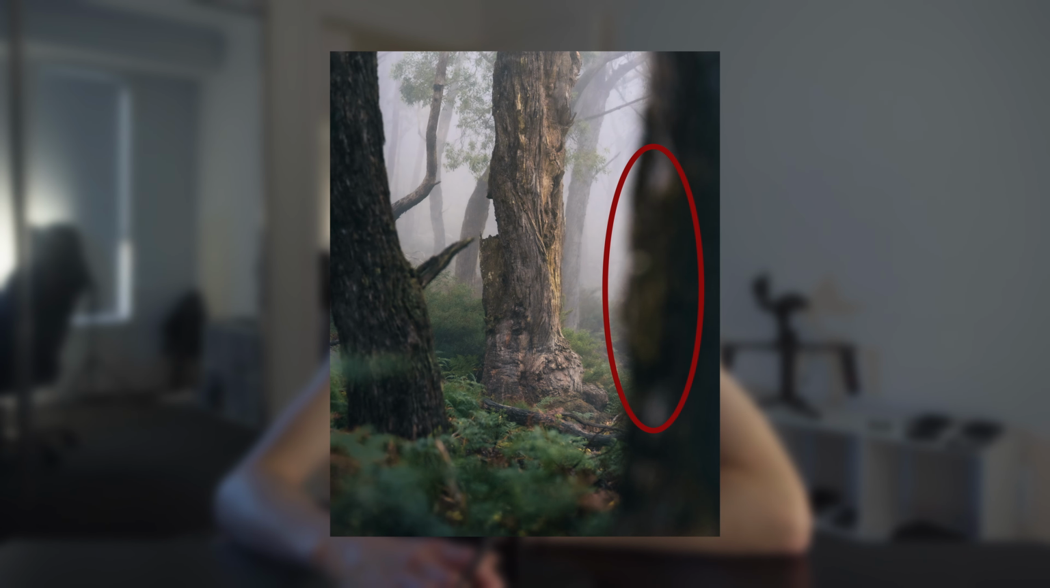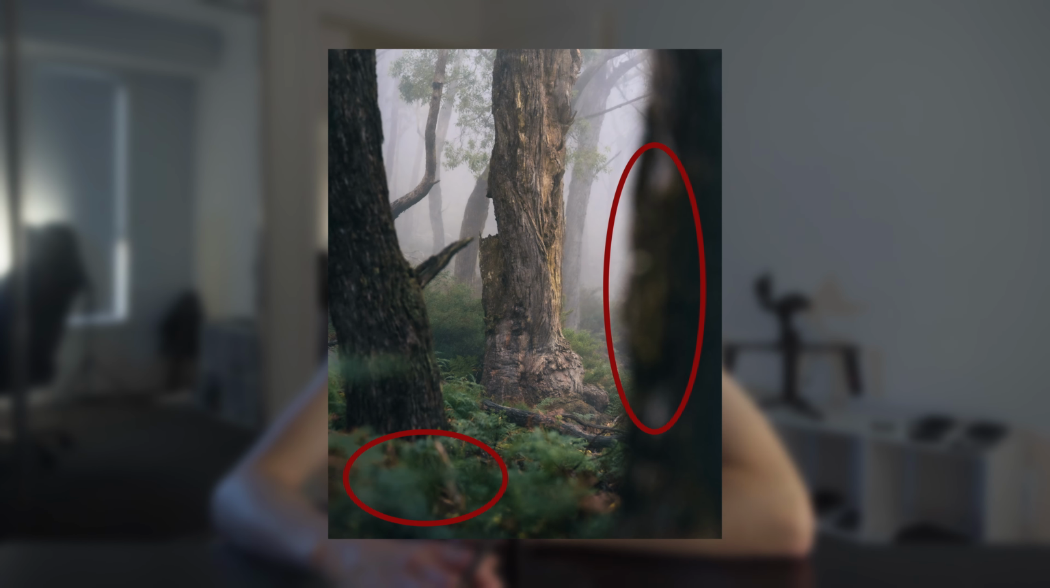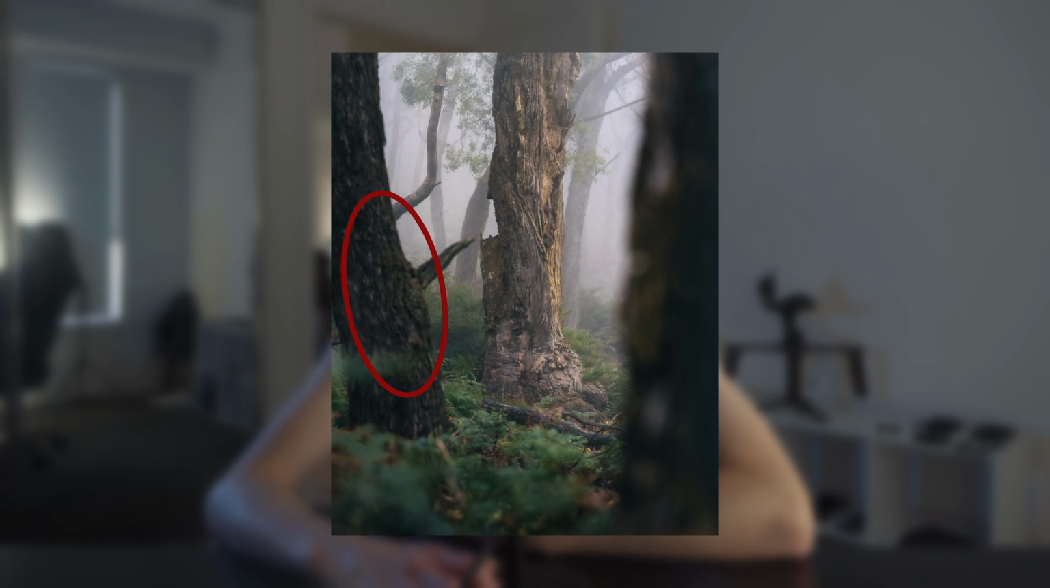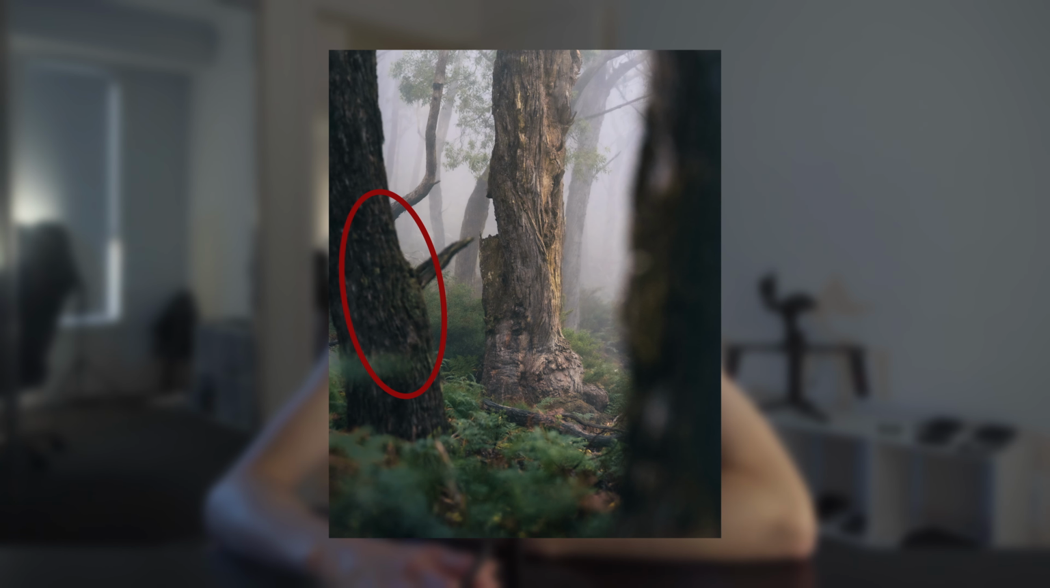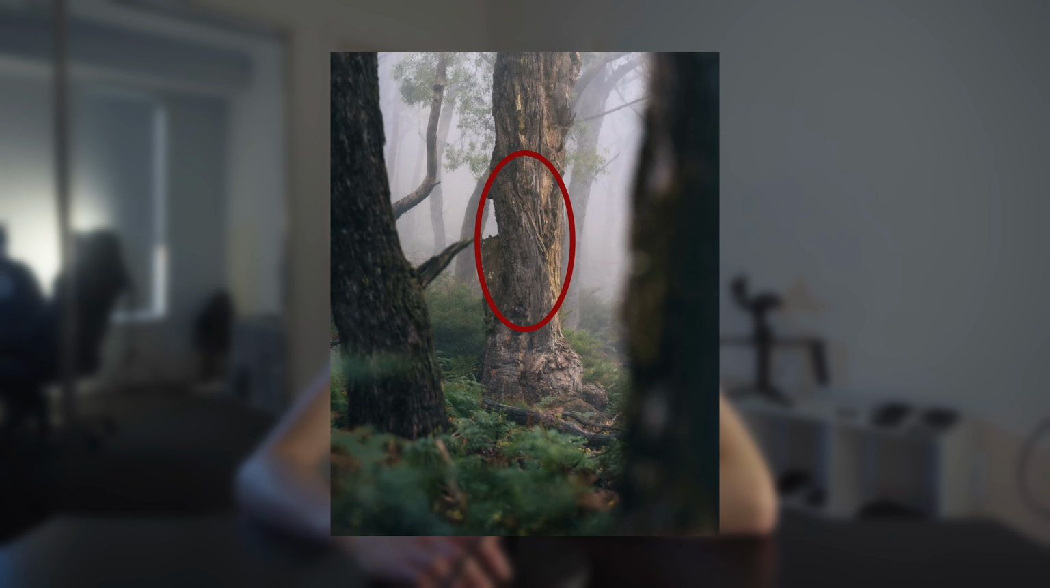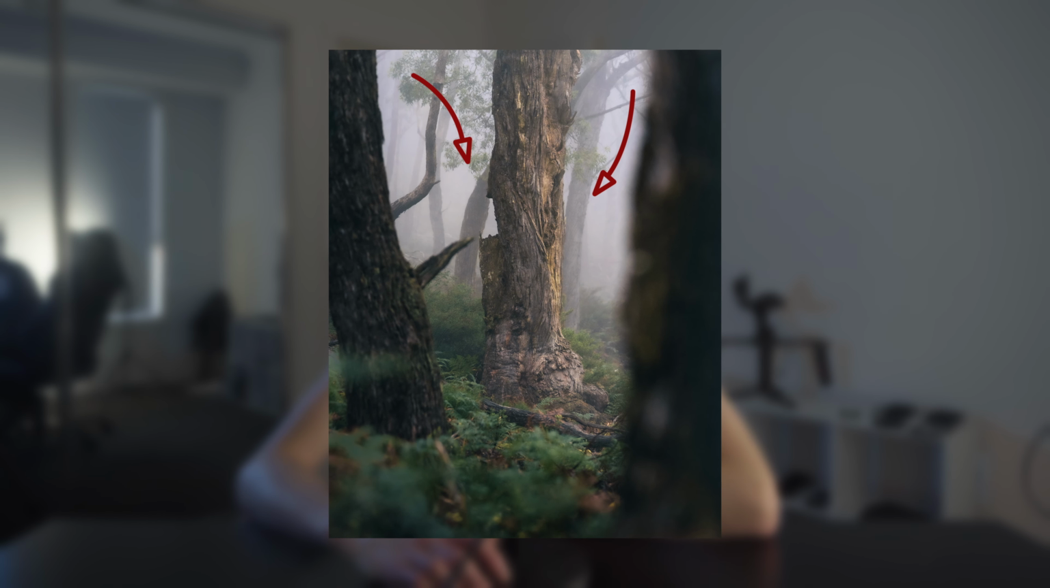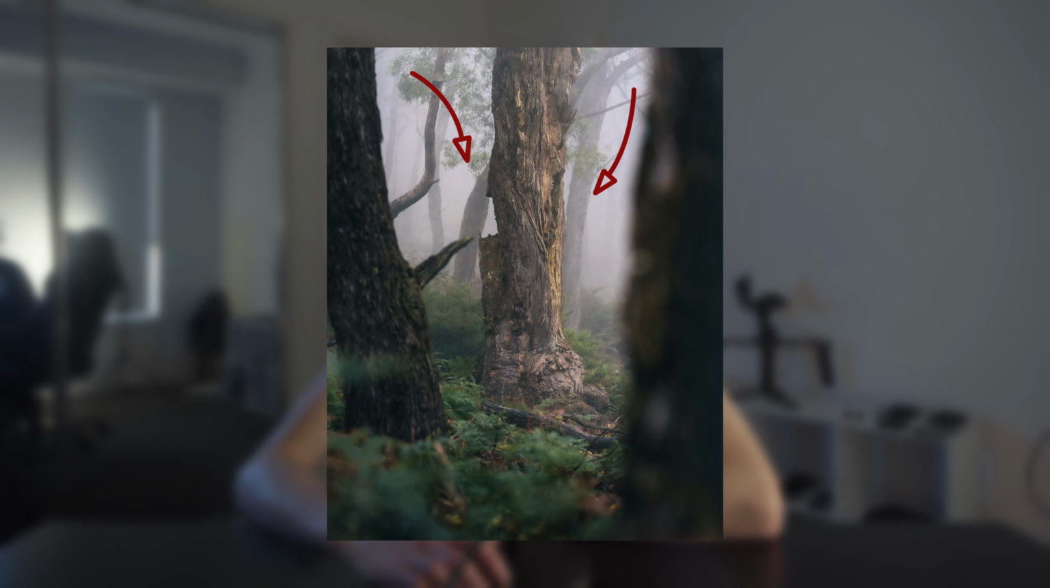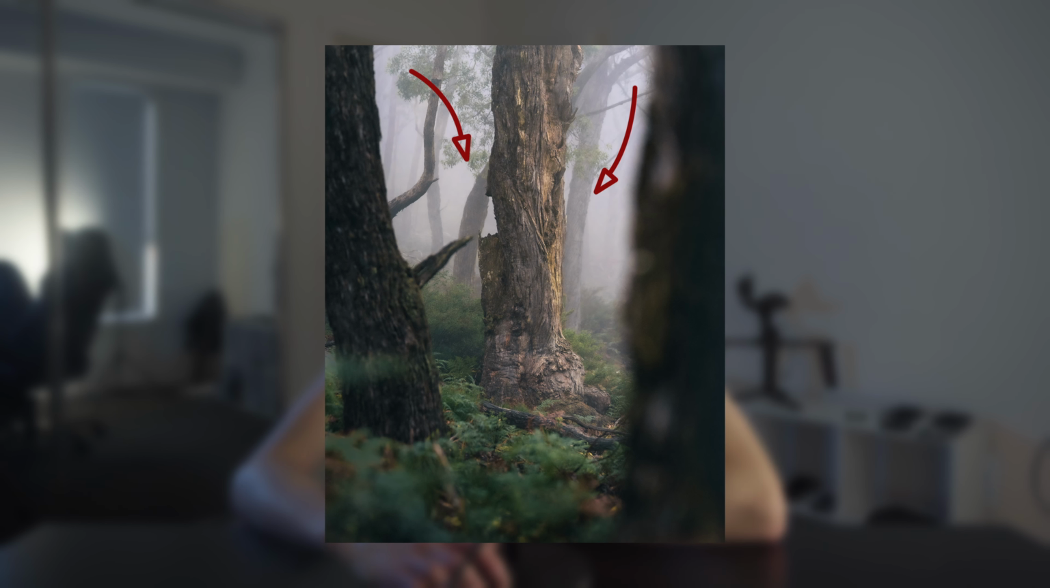So for the foreground, we have this out of focus tree on the right hand side with some foliage in the bottom left. As we move further back, there is another tree, and while it's not on the same focus plane, it still emphasizes that depth. We then have our subject tree, and behind that we have our background that is made up of even more of these out of focus trees that fade into the distance due to that fog and mist.